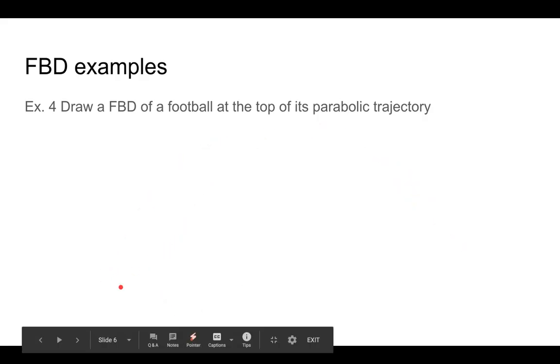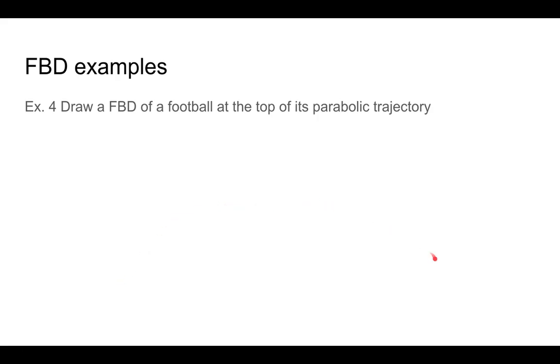So the quarterback has thrown the football, it's going downfield to the wide receiver, and hopefully they catch it for a touchdown. So it's at the very top of that parabolic trajectory. All right, so at the very top of the parabolic trajectory, here's my football. I know, it's very beautiful. Again, this football is on the earth, so I have my force of gravity downward.